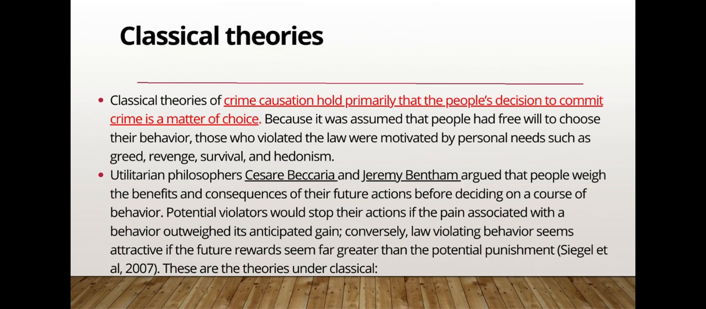Classical theories. Crime causations hold the primary that the people's decisions to commit crime is a matter of choice. Sinasabi dyan, again, paulit-ulit tayo dito sa classical theories. Ang isang tao daw ay nag-commit ng crime kasi personal choice niya yun. Or ibig sabihin, ginusto niya yun at pinagdesisyon niya na gawin yun. Kasi, again, sa classical theories, sinasabi dito na ang tao daw is merong free will to choose their behavior.